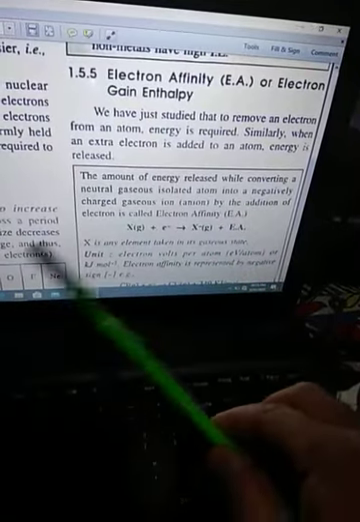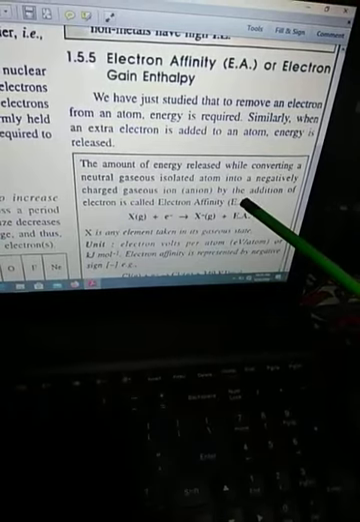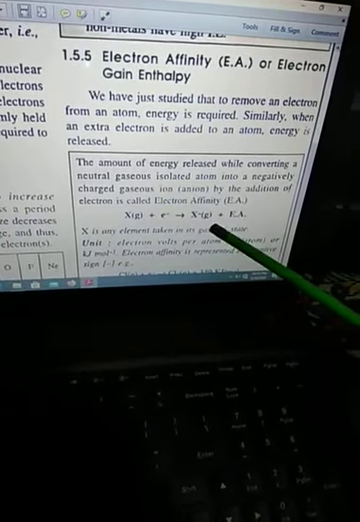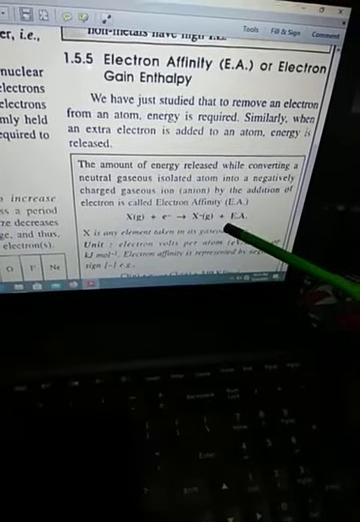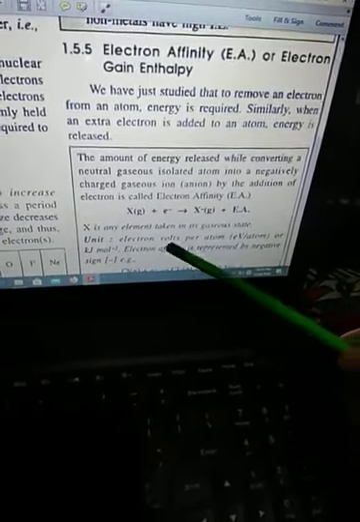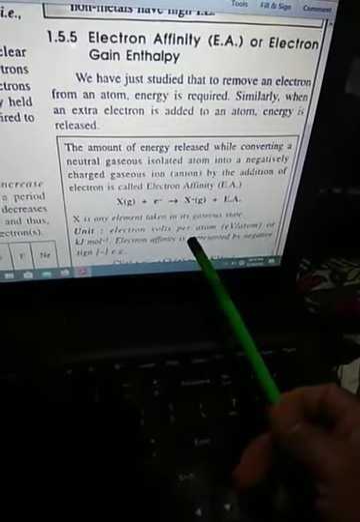So ionization energy is the amount of energy required to remove an electron from the outermost shell of a gaseous atom, whereas electron affinity is the amount of energy released when you add one electron to the outermost orbit to convert it into a negative ion, and its unit is electron volt per atom.